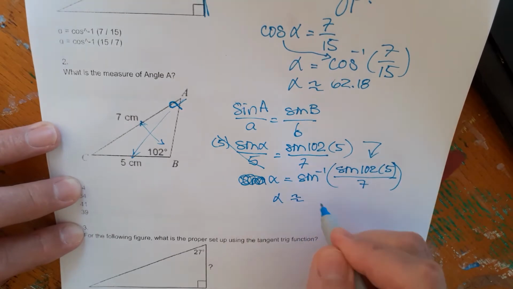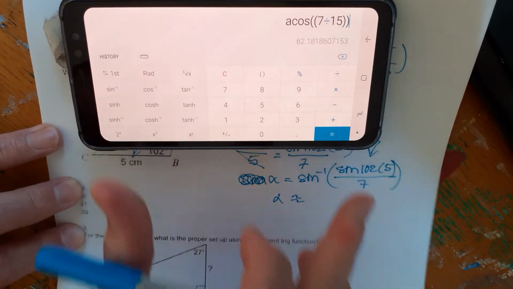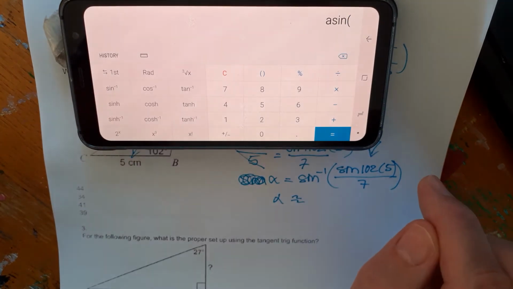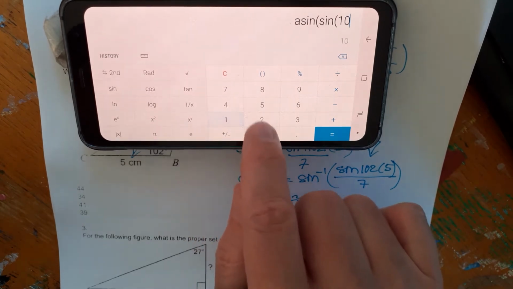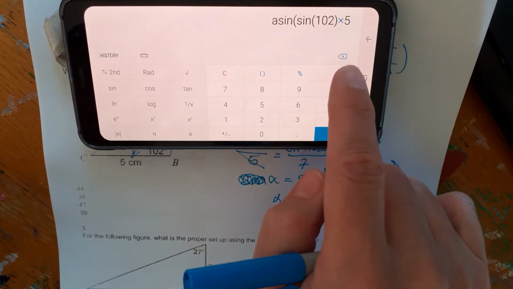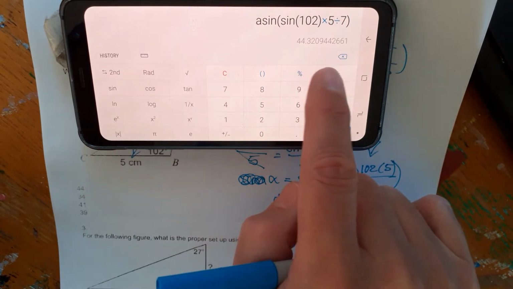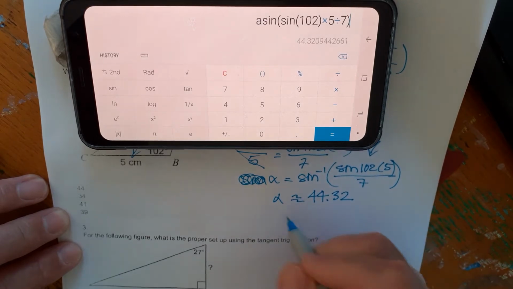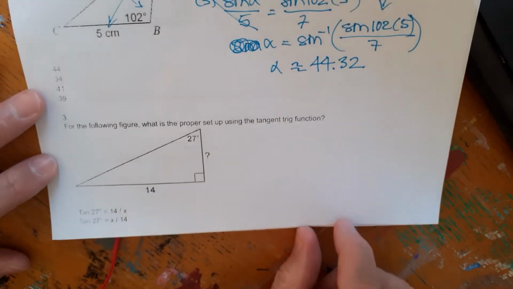So alpha is going to be approximately equal to, let's clear this out, sine to the negative 1 of another sine, so switch to sine of 102 degrees, close the parentheses, times 5, divided by 7, close the parentheses. So it looks like the angle here is 44.32 degrees. It's approximately equal because we're cutting off all the decimals. Let's go to the next one.